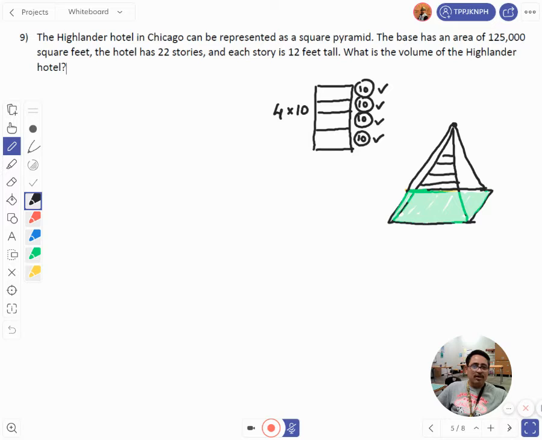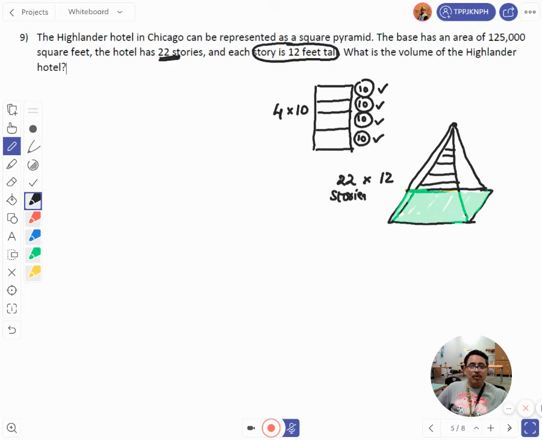In the same way, this Highlander Hotel has 22 stories, and each story is 12 feet tall. So here you have to understand one point: 12 feet tall means can I multiply 22 times 12?